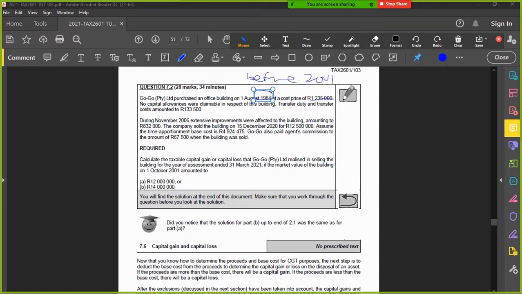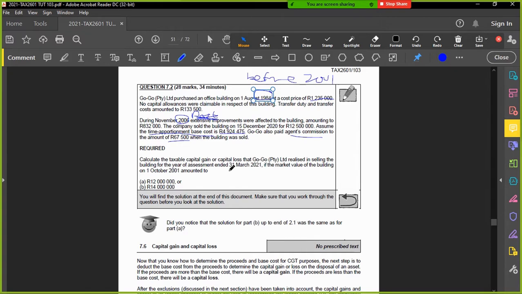During November 2006, is this pre or post? Post. Good. This is post, and these were improvements made to the building. This was 832,032. The company sold the building in 2020 for 12.5 million. That's obviously the proceeds. Do you see that? Yes. They've given you a time apportioned base cost, and they've told you that there were agents' commission of 67,500. That's obviously when the building was sold. Do you agree? Yes. Required: calculate the capital gain or loss.